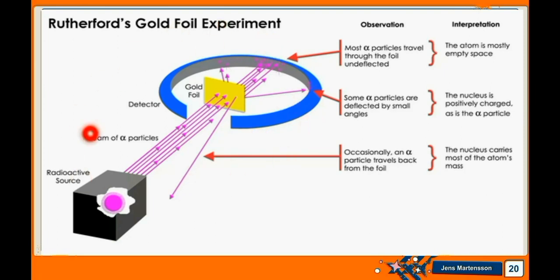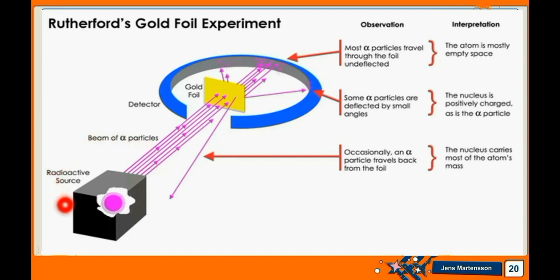So when he did this experiment, what was the observation? Most of the alpha particles pass through the foil without any deflection. You can see this one. They pass through the foil without any deflection. Some alpha particles were sharply deflected at different angles. You can see some are sharply deflected at different angles after passing through the foil, and a few of the particles turn back, directly on their original path. So this was the observation that Rutherford got when he did the gold foil experiment.